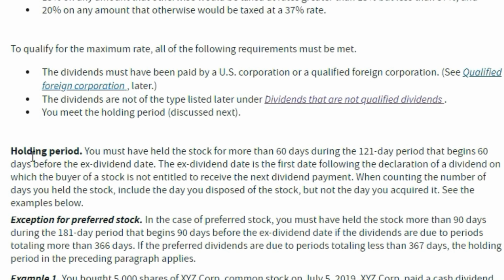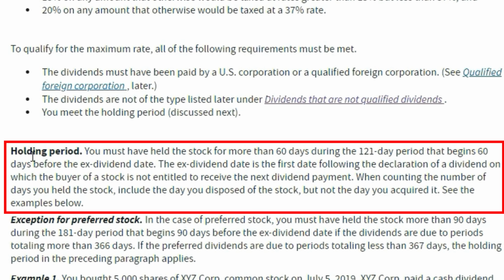So, holding period. You must have held the stock for more than 60 days during the 121-day period that begins 60 days before the ex-dividend date. That's confusing. Now, just to be clear, that holding period is there by design to make sure that people are not buying a dividend stock right before the ex-dividend date and then selling it to capture the dividend. There's no benefit to doing that because the stock price goes down afterward. If you're owning dividend stocks, you should be a long-term dividend investor, and qualifying for this holding period shouldn't be a problem. But if you buy a dividend stock before the ex-dividend date and you sell it or get rid of your position within 60 days, then you're not going to qualify for the qualified dividend tax treatment. It will be taxed at the ordinary tax rates.